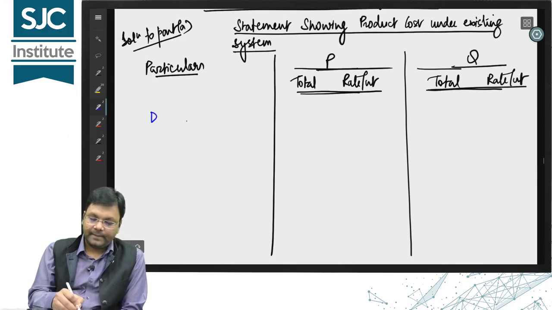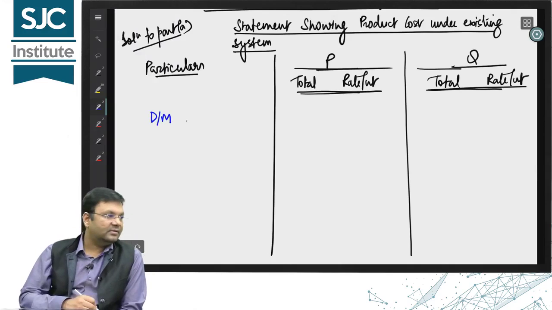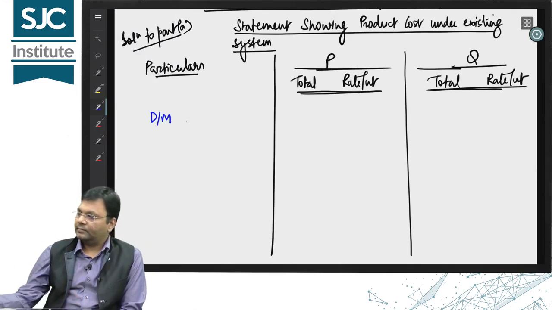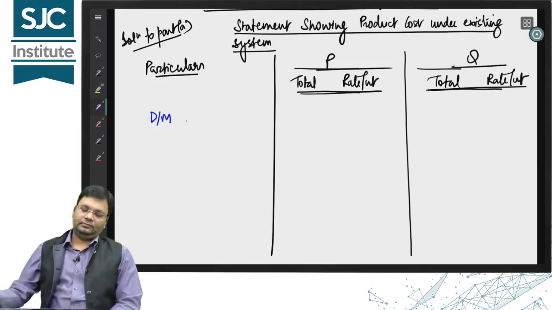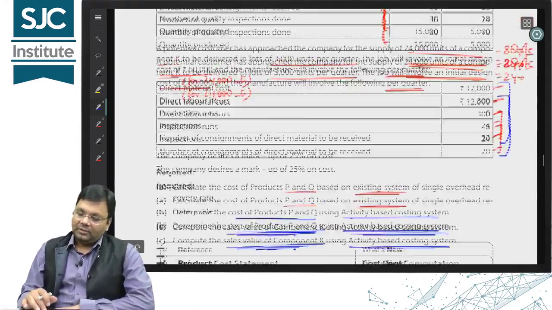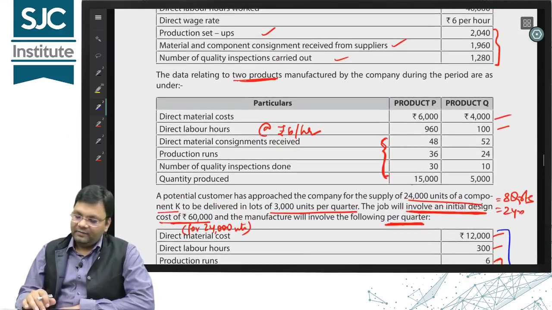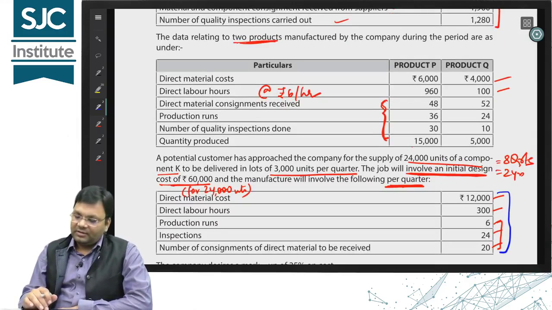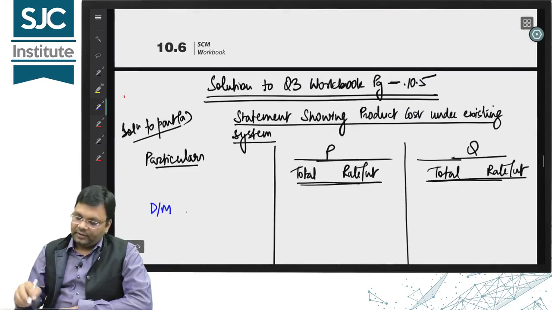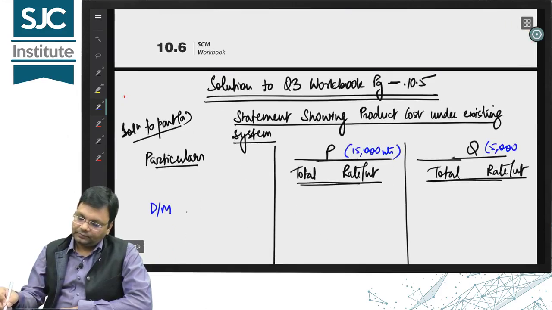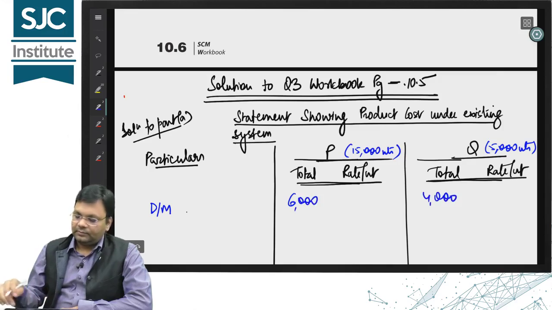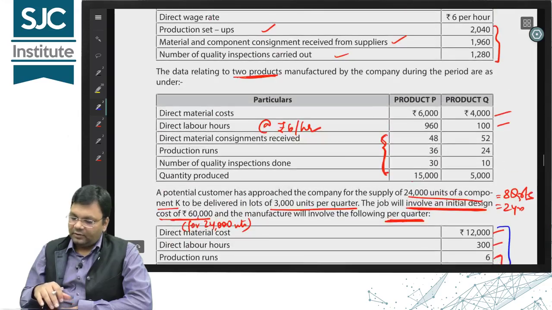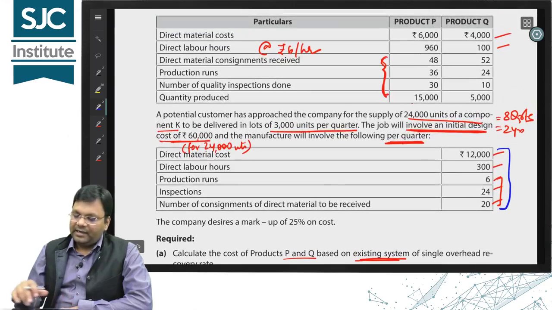So the first cost is direct materials. You can copy from above. Material and labor will always be the same, be it absorption costing or activity based costing. So 6,000, 4,000. For P, the cost is for 15,000 units. For Q, the cost is for 5,000 units. So the cost here is 6,000, then 4,000. Then direct labor cost.